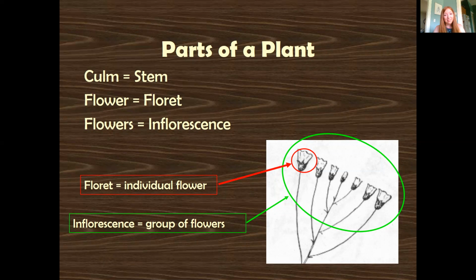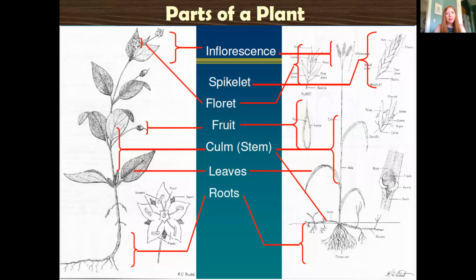actually describing the inflorescence. So if you think of something like a sunflower, even in the aster family, that's actually an inflorescence made up of a whole bunch of florets, mini tiny flowers. All right, continuing on with the parts of the plant here. These pictures are just showing you a grass on the right and a different flowering plant on the left, and some of those terms and how they would look on those different plants.